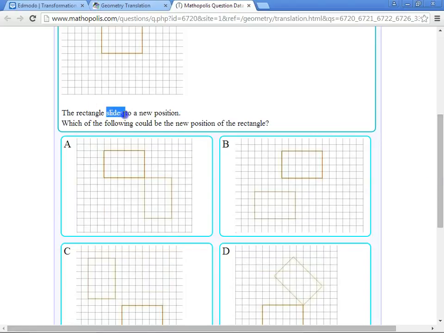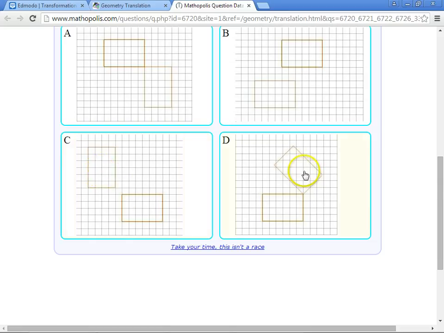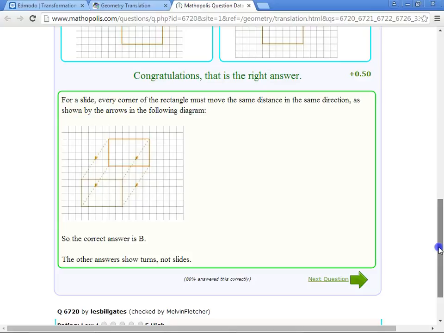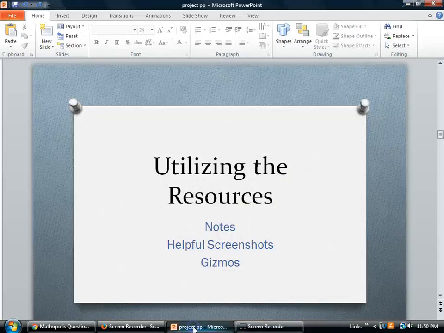So the key is we're performing a translation, and in a translation we talked about option A. It appears as if the picture turns. Option B certainly looks like it could be a translation as the entire image moved a few units to the left and a few units down. Option C also appears to be a turn, as does option D. So these pictures, you can see how this is what we were talking about when we say orientation of the picture has changed. So I think our best answer here would be option B, and you'd be able to get an explanation and then of course move on to the next question. Helpful screenshots.